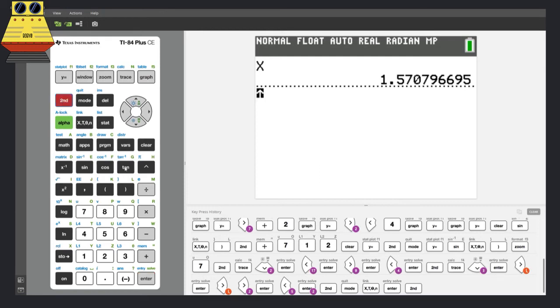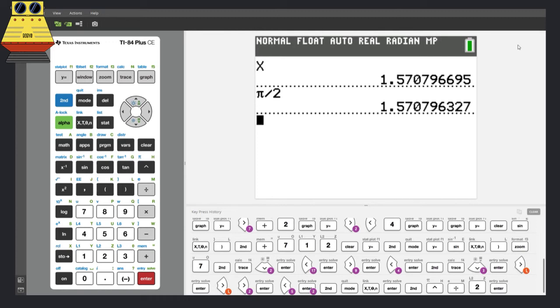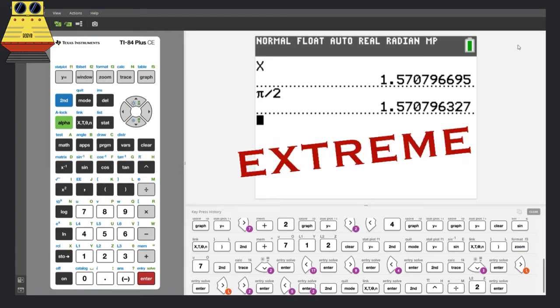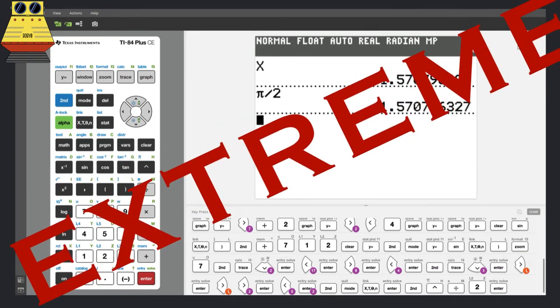I kind of know what that number is, so I press second pi divided by 2, and that's pretty much that value. Now the last few decimal places are a little off, but it's an approximation. So what you'll learn later in the trigonometric functions unit is how the maxes and mins of sine and cosine happen at factors of pi. Oh man, that is totally extreme.